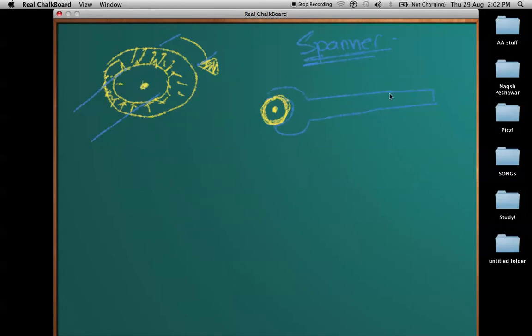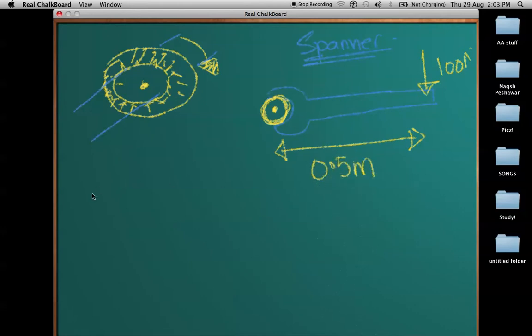But if I use a spanner and I apply a force here, 100 newtons, there is this huge distance. Now imagine I have this long spanner and I have this shorter spanner, or I'll show you. Let's see, I have a longer spanner and this distance is, say, let's just say 0.5 meters.